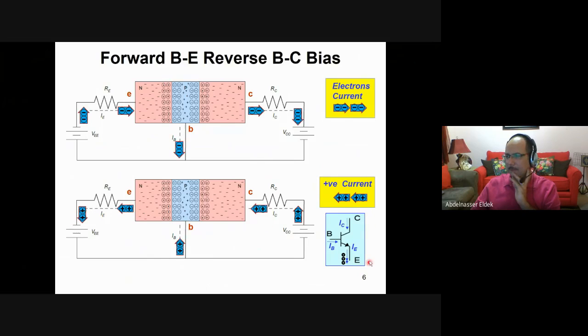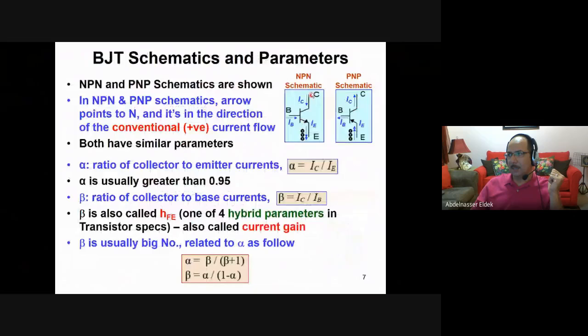This is the symbol of the NPN transistor. We have the collector here, the emitter, and the base. As I said, IC and IB add together to give you IE. When we talk about these currents, these are the positive currents. So again, this is a schematic of the NPN. The PNP will be different, because it is opposite: instead of NPN it will be PNP.